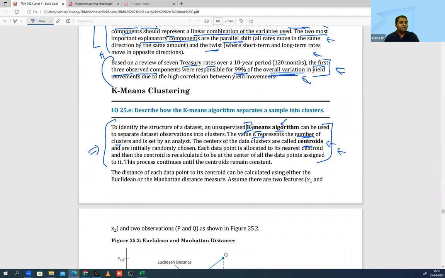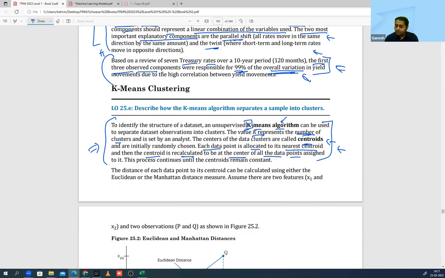A few things which you must have seen. K cluster means how many clusters I'm creating. Centroid is the center of that cluster. Each data point is allocated to its nearest cluster. And this is the further part. Then the centroid is recalculated and we'll continue the process. I'm doing the centroid is recalculated.